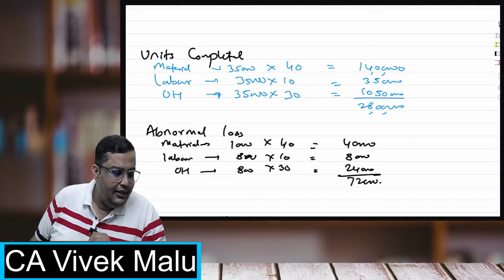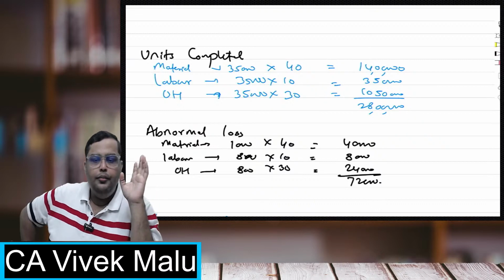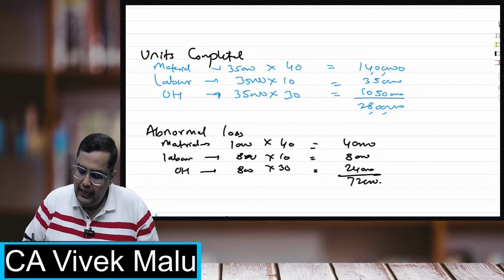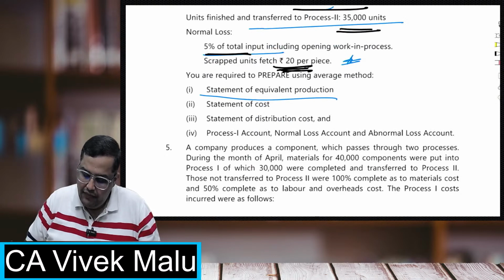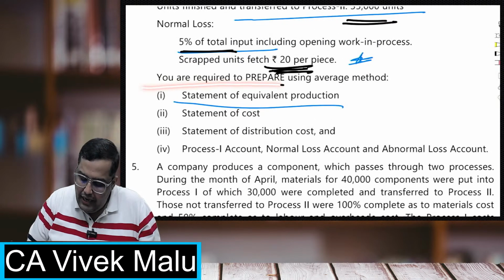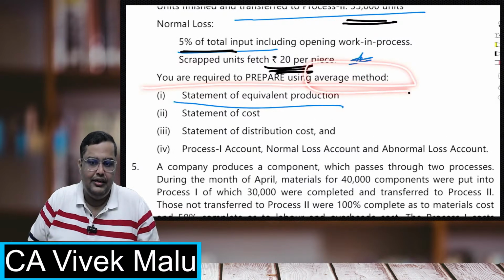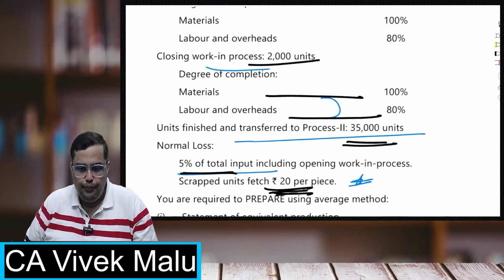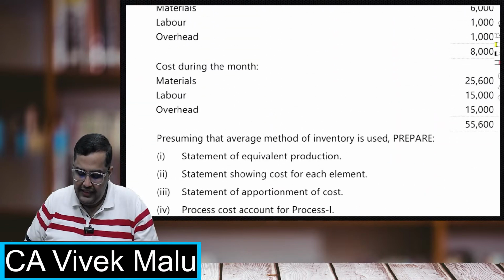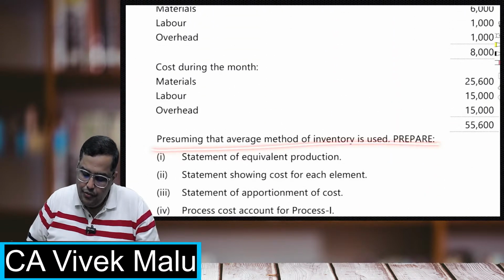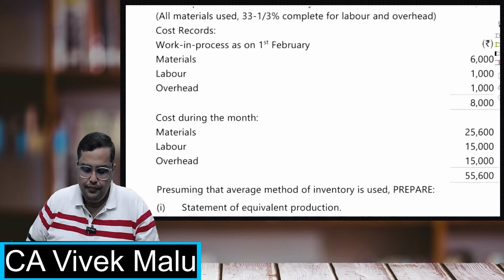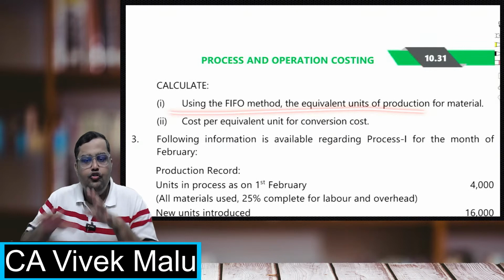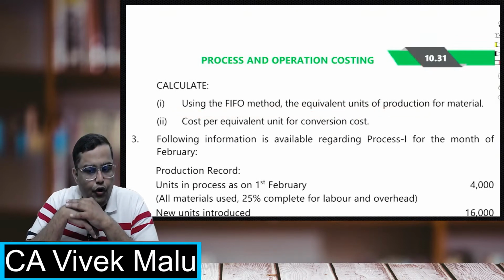Third, in exam, which method to be followed? This is the query I've got. So, beta, in exam, which method you have to follow will be specified by the question itself. Like in this particular question, what we did, they have clearly told you, you are required to prepare using average method. Are you getting the point? So the question will always specify which method you have to follow. See the previous question: presuming the average method of inventory is used. See the previous question: using the FIFO method. Like that. So always they will specify which method you have to follow while doing the problem.